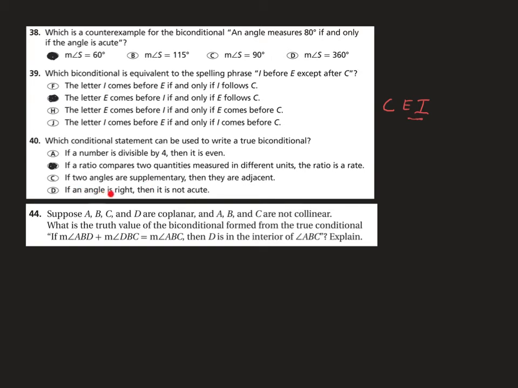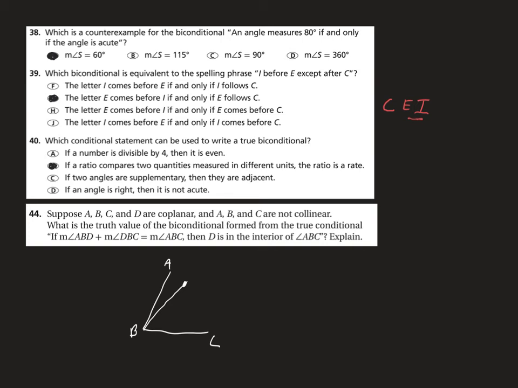And if an angle is right, then it is not acute. Well, that's true. Right angles are not acute. But then the converse is, if it is not acute, then it is a right angle, and that is definitely not right. Okay, last one is to suppose A, B, C, and D are coplanar, and A, B, and C are not collinear, not a straight line. What is the truth value of this biconditional formed from the true conditional?